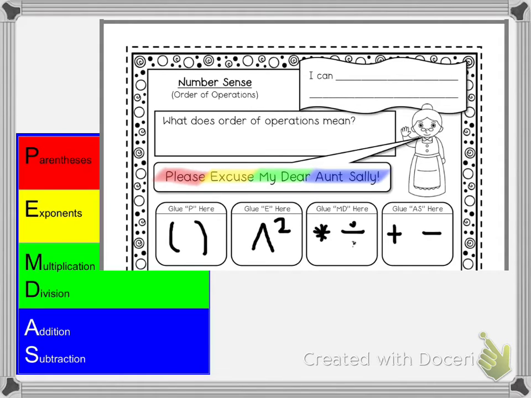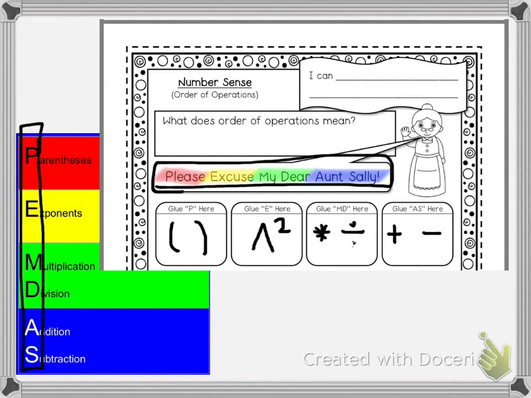Let's go back and look at our note sheet. So we already filled in that order of operations is our rules to solve an expression. We just went through the process of PEMDAS, our acronym. A really easy way to remember that is with this little expression. It says, please excuse my dear Aunt Sally. We're going to look at the first letter in each word.